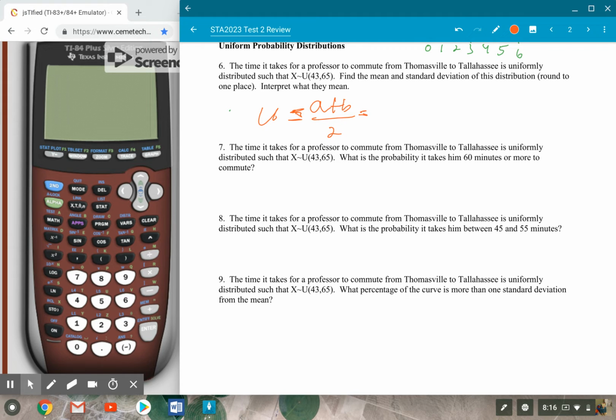Where A is your lower value, so that's 43. B is your upper value, that's 65. Divide that by 2. So here, 43 plus 65 is 108. Divide that 108 by 2, and I get 54. So the average commute time for this professor is 54 minutes.